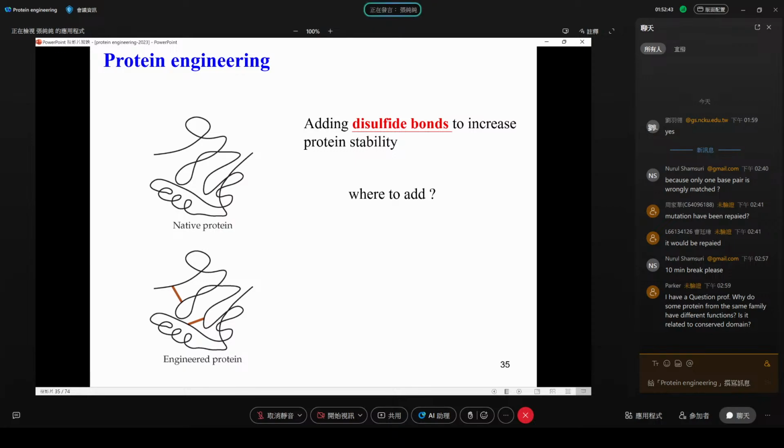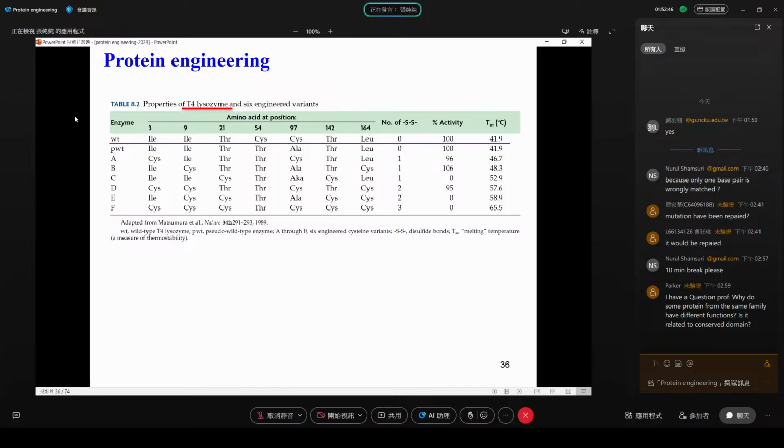Take this protein, T4 lysozyme. T4 lysozyme usually has to work in a lysis buffer at a moderate temperature. You see, most of the activity will be under 42 degrees. If you increase this enzyme's temperature to a higher temperature, the enzyme becomes denatured. So I want to add some disulfide bonds to increase the protein stability.